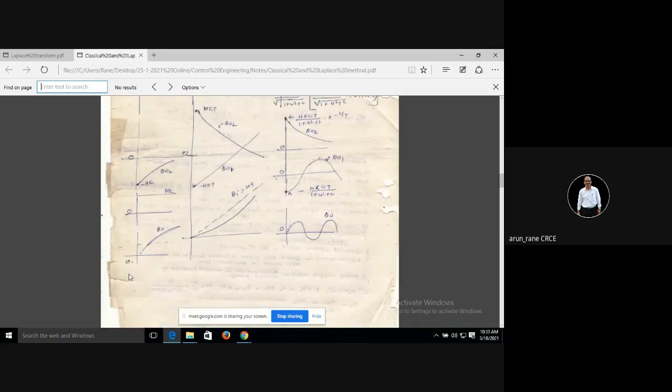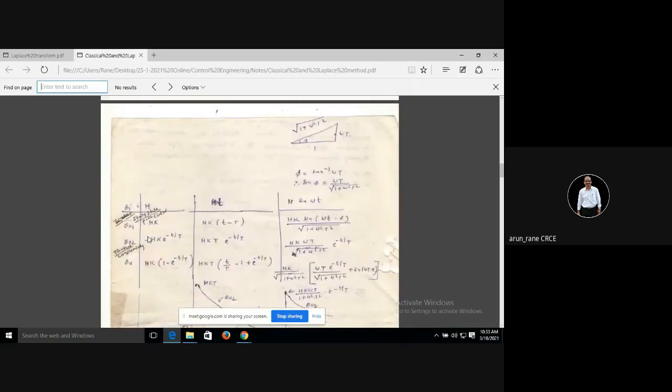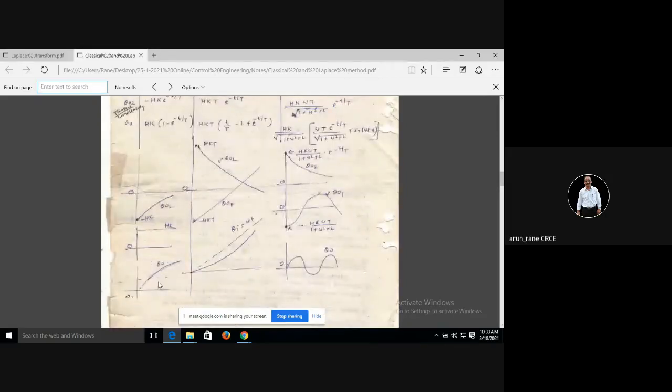Similarly, here, what is my input? My input is h, isn't it? And this is my output. So this is my input h, a constant input h, and this is my output theta 4. So the error, at any given time t, you can find out.